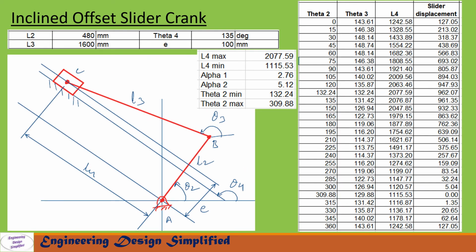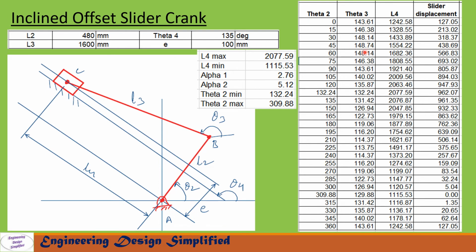After having derived all the necessary equations, now let us solve a problem. In this problem, we are taking L2, that is the crank length, 480 millimeter, L3, coupler length, 1600 millimeter, theta 4, angle between horizontal and inclination, is 135 degree, and offset E is 100 millimeter.